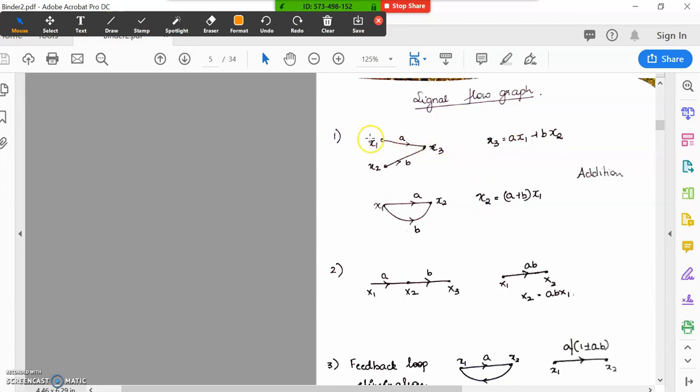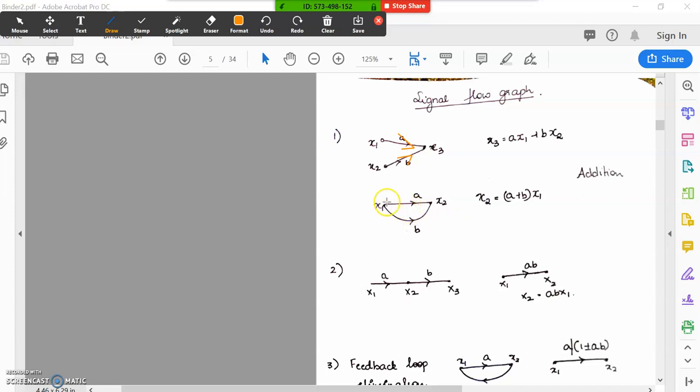To x3, you have x1, there is a signal x1 which is coming, which is getting multiplied by a gain a, and there is a signal x2 which is coming, getting multiplied by b, and both of them are coming towards x3. So the arrow will be in this direction. You'll have to draw the arrow like this. Here also the direction of the arrow will be like this, from x1 to x3, from x2 to x3. So here the total value that is coming here will be two signals, a x1 and b x2.